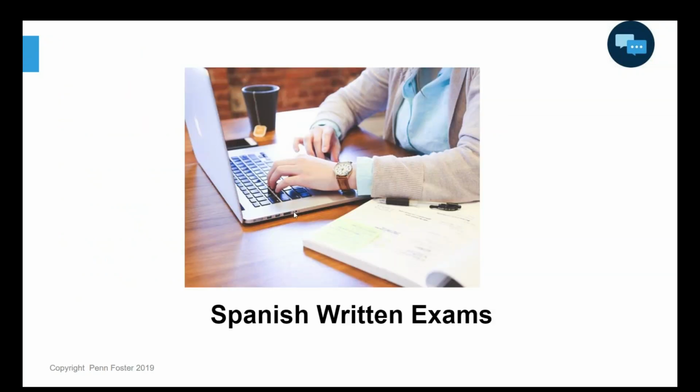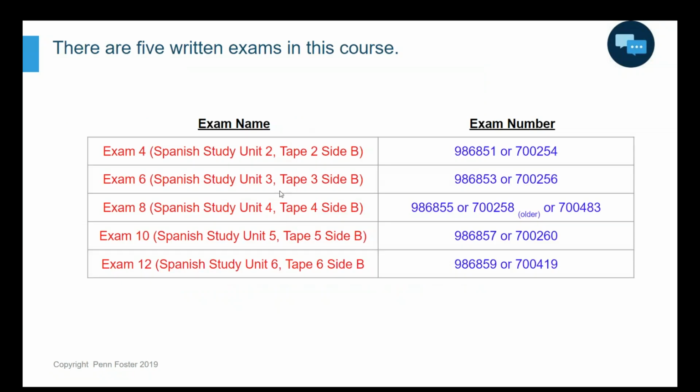So without further ado, we'll get started here with the Spanish written exams. First, there are 5 written exams in your course: exams 4, 6, 8, 10, and 12. They're also known by the study unit names as you see here, so you may see them referred to as either one. They do correlate to these exam numbers on the right-hand side. You definitely don't need to memorize any of this, but it's good to be able to match them up.